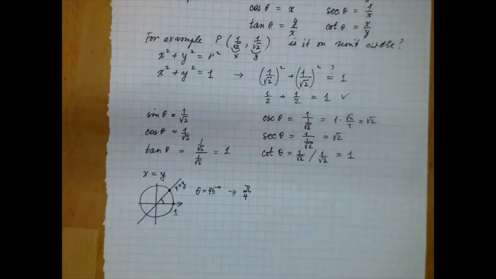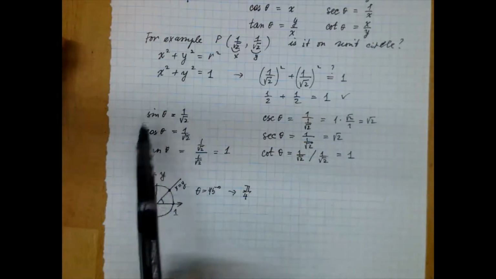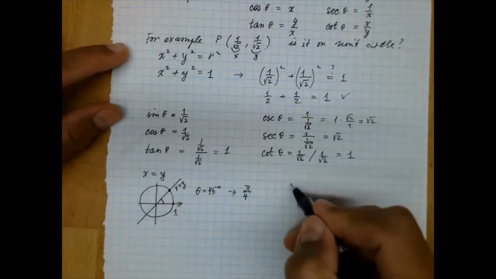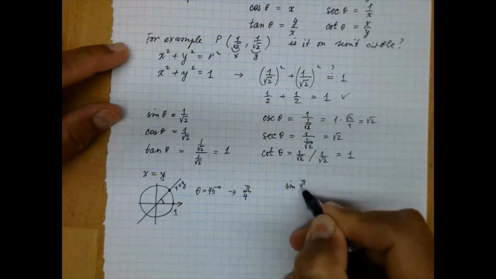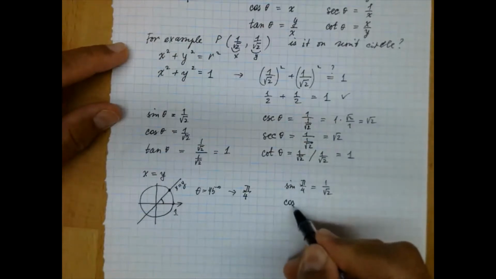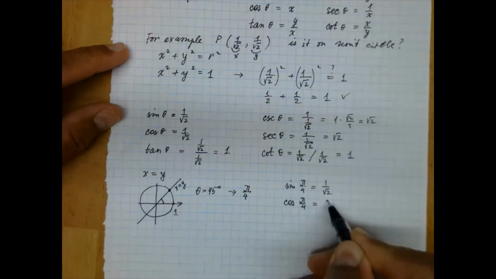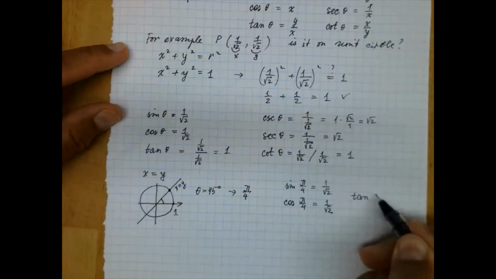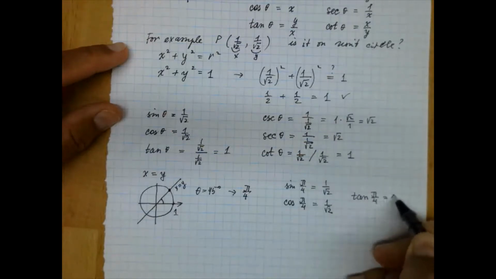Let's move further. Maybe before we move, I'll summarize this. I'm going to keep only 3 functions from over here. This one's easy to obtain, so I'm going to write down that sine of pi over 4 equals 1 over square root of 2. Cosine of pi over 4 equals 1 over square root of 2. And tangent of pi over 4 equals 1.